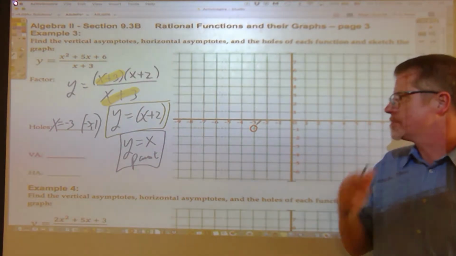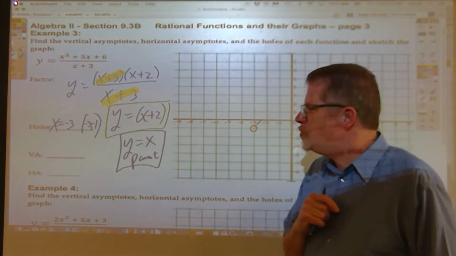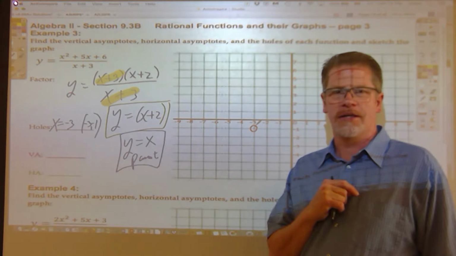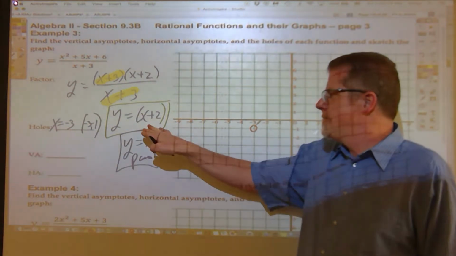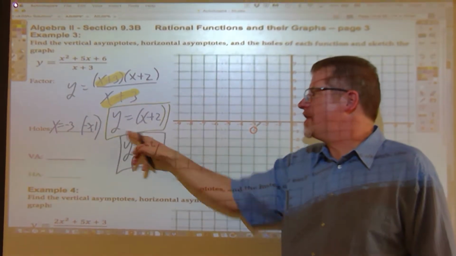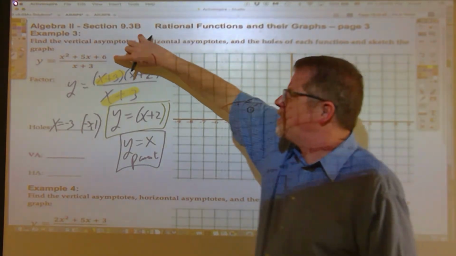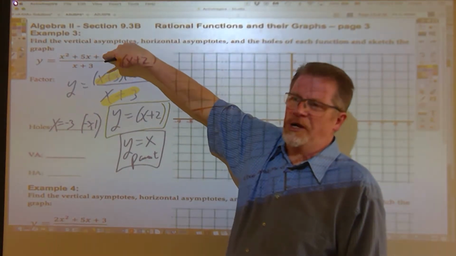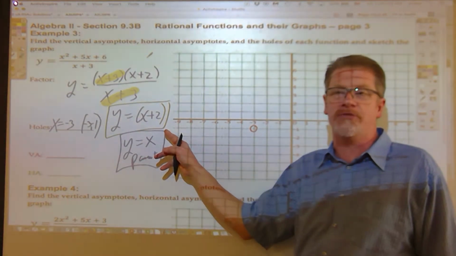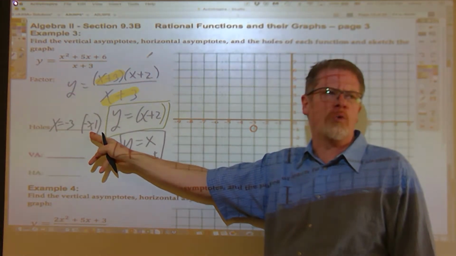Wait, how do we get -1 again? Lauren, would you explain how you got -1? I put the -3 back into the y equals version. She put -3 back into the y equals version of the equation. Notice, the simplified version, not the original. If you put -3 in the original, you get division by 0. But if you put -3 into the green box version, you get -1. Are there any other questions on how to get the hole's location coordinates?